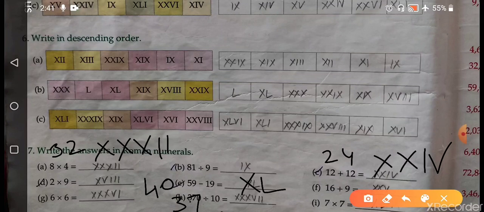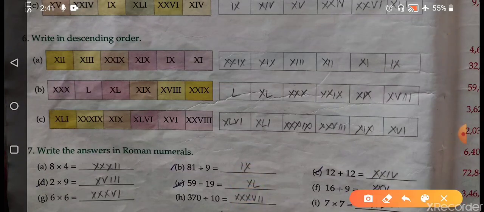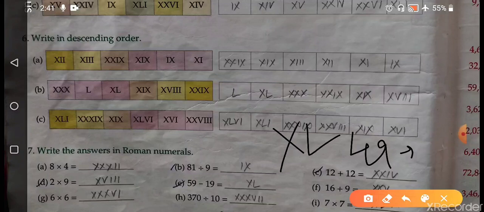Answer is 37. How will you write 37? Triple X V and 2 I's, which is 37. And last, 7 7s are 49. How do we write 49? 40 is written as XL and 9 is written as IX. So XLIX will become 49.